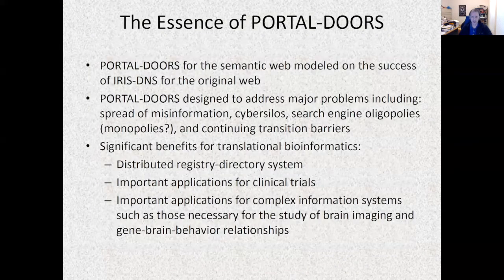So what is the essence of all this, and what are its foundational concepts? Certainly, intentionally at the beginning, Portal Doors was modeled as an analog or analogy for the semantic web to what had previously been achieved for the original lexical web. And we were attempting to address a number of critical problems that, frankly, have only gotten worse.